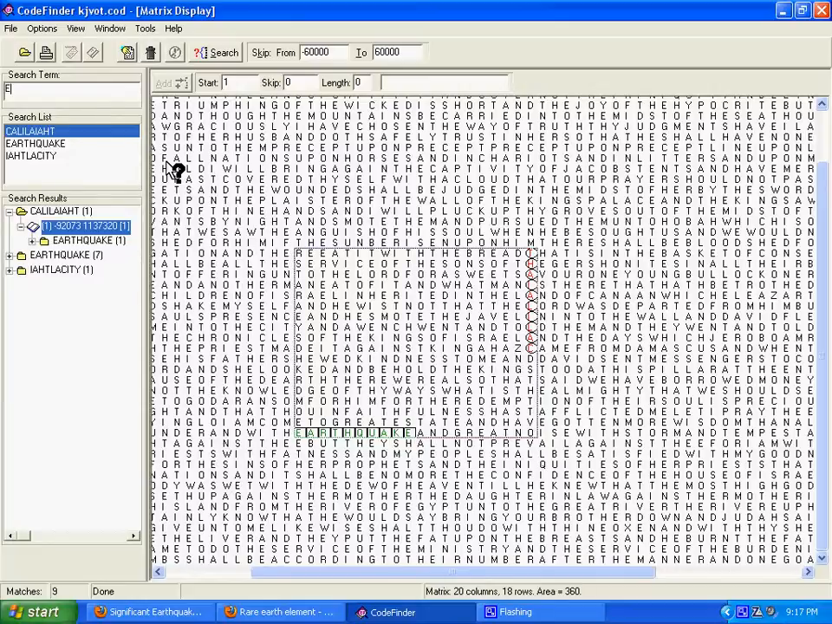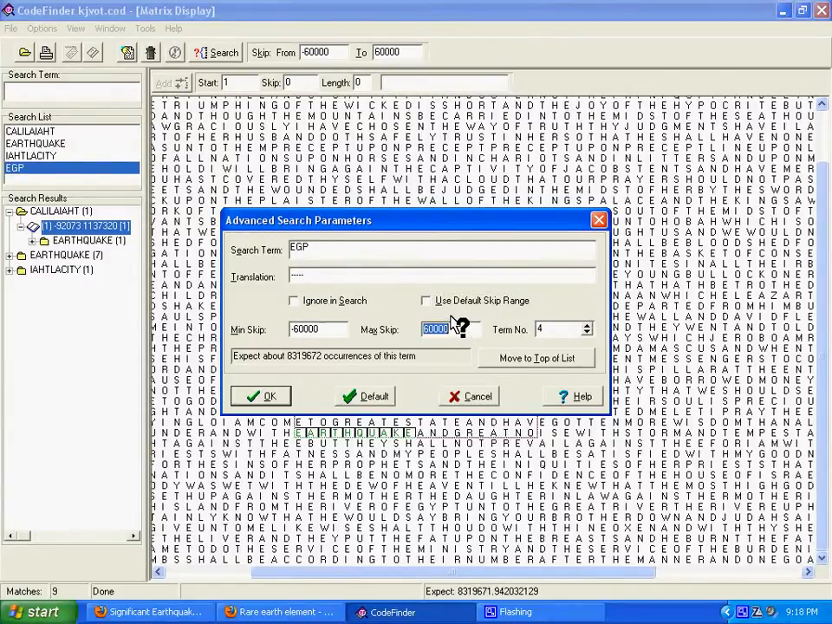So I'm going to use the word EGP. E equals 5, G equals 7, and the letter P equals 70. That gives 5770. Now 5770 in the Hebrew calendar means the year 2010, which is now. So I'm going to use that and see if anything happens.